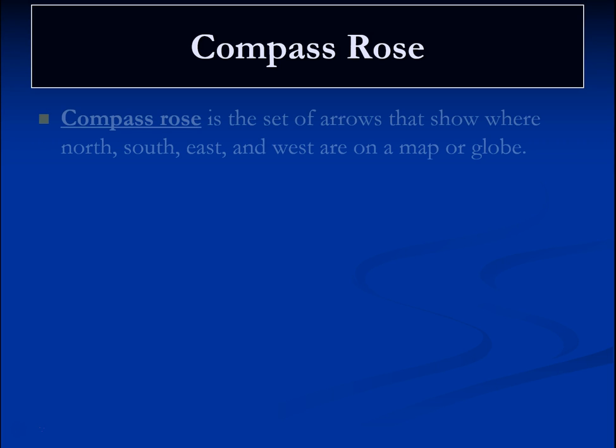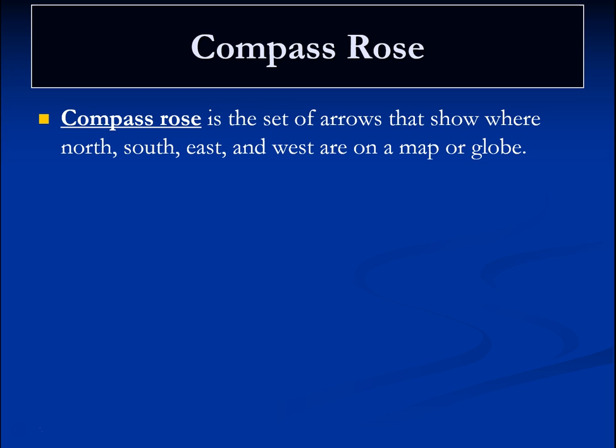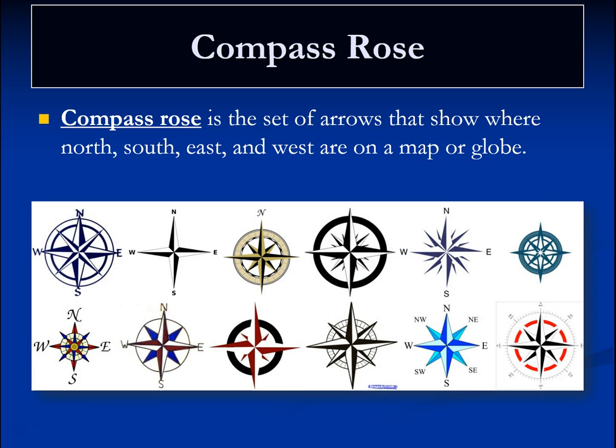Compass rose. Compass rose is the set of arrows that show where north, south, east, and west are on a map or globe. And we worked with the compass rose before. Here are some examples. Every map should have a compass rose on it, so you know which way to hold the map. Which way is north, south, east, or west. And on a map, north should always be pointing up. That's how a compass rose lets us know how to hold or how to look at the map.